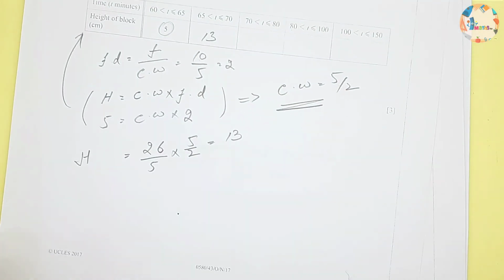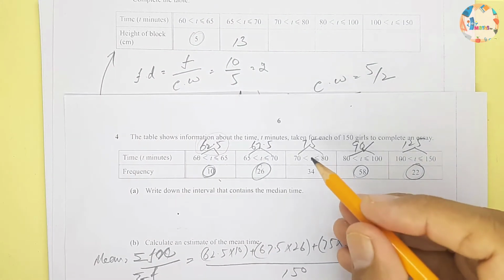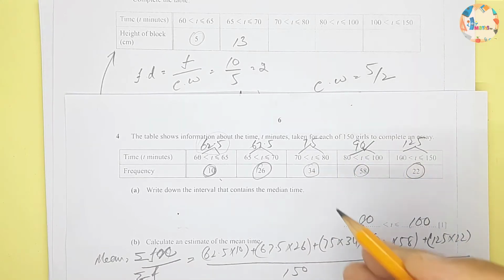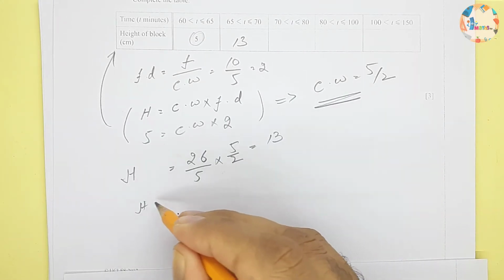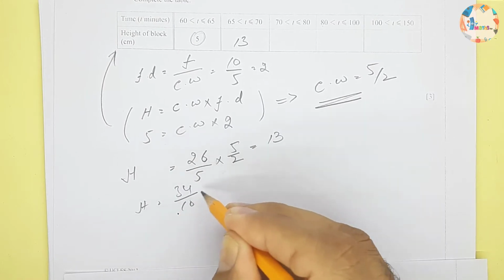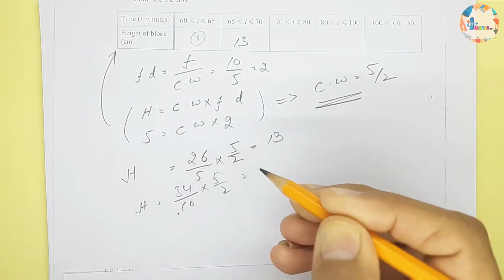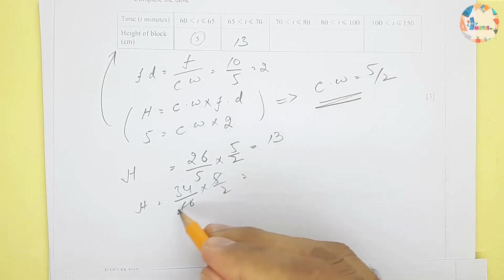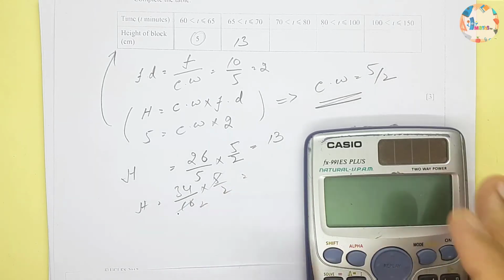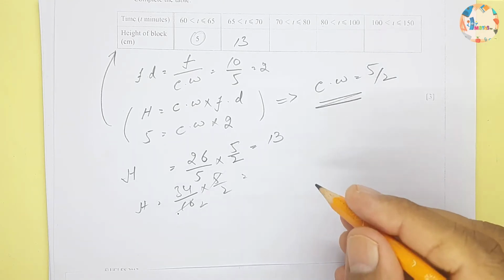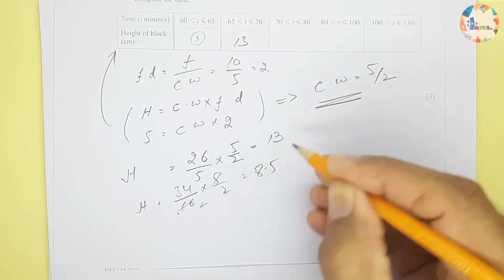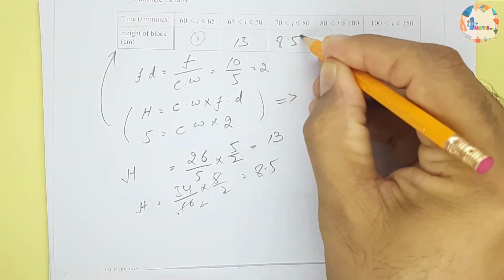Next section of the table we'll be utilizing this. So 34 and class width is 10, so height will be equal to 34 divided by 10 into 5 by 2, and this will be giving us 5 2s are 10 and 34 divided by 4. So 34 divided by 4 will give us 8.5. So 8.5 will be over here.